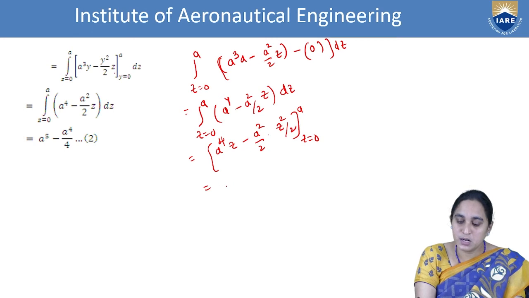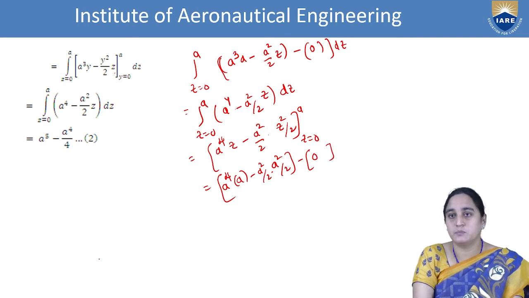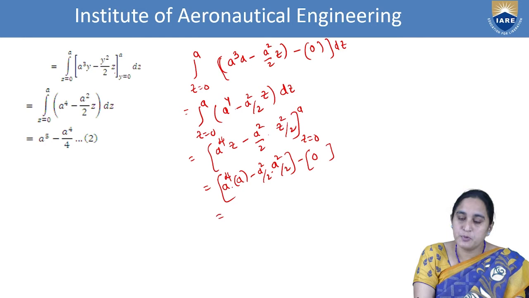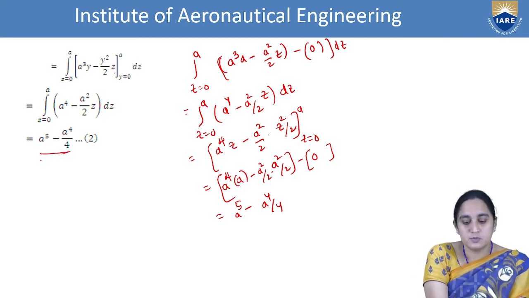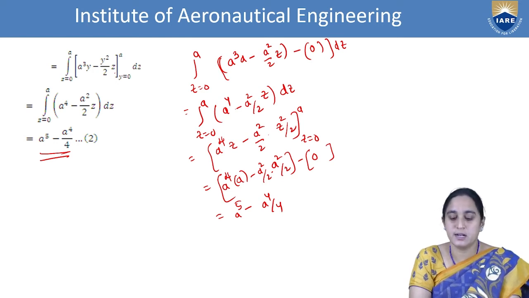Then substitute the upper limit: a power 4 into a, minus a square by 2 into z square by 2, which means a square by 2. Then substitute the lower limit, and after substituting the lower limit completely, that is 0. Therefore, a power 4 into a is a power 5 minus a power 4 by 4. This is this one. On the S1 surface, the integral over S1 of f bar dot n bar ds value is a power 5 minus a power 4 by 4. Let us take that as the second equation.